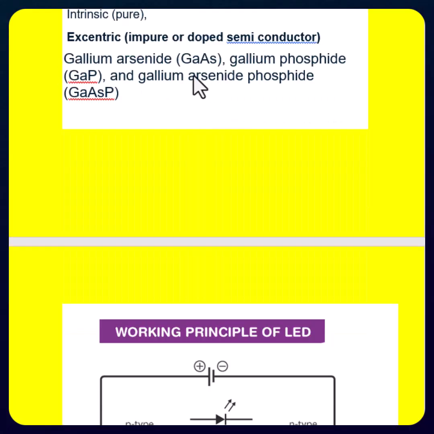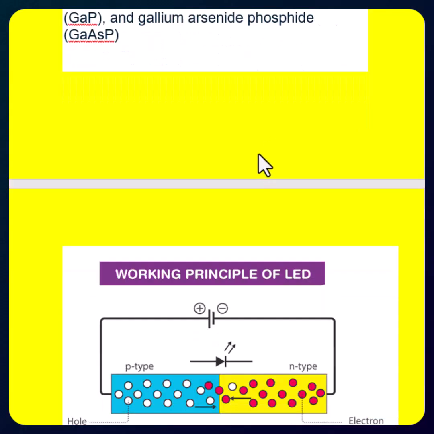And the materials used for this LED are gallium arsenide, GaAs, gallium phosphide, GaP, and gallium arsenide phosphide, that is GaAsP. These are the materials used for LED making, and these materials are nothing but semiconductor materials with doping. Means it is extrinsic material, that is doped semiconductor or impure semiconductors.